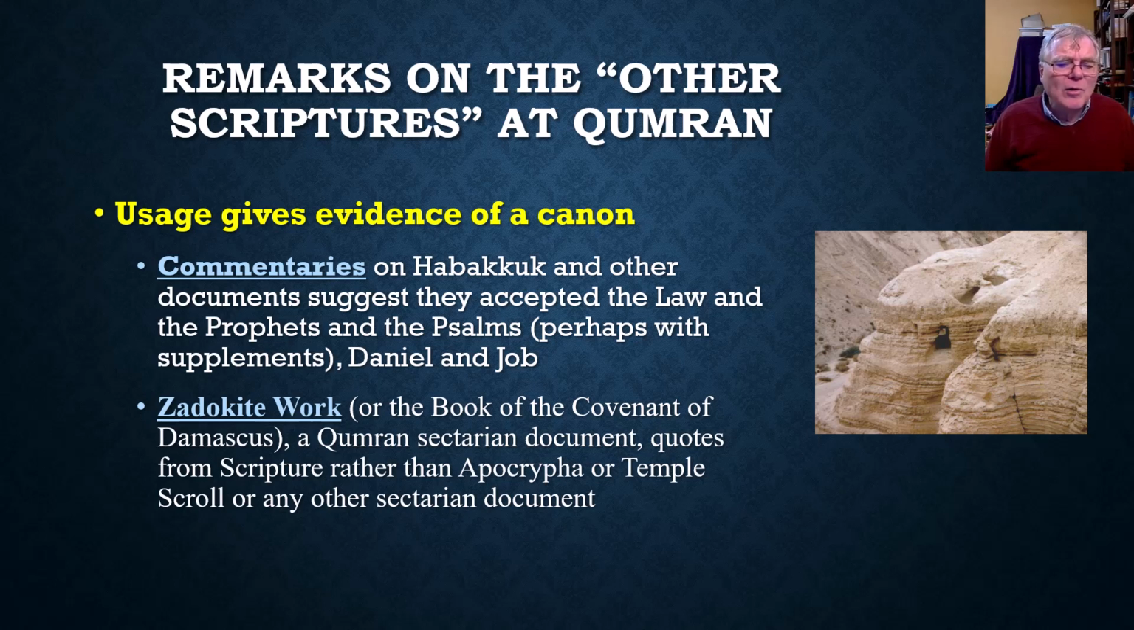And also, one of the works, the Zadokite work, or the Book of the Covenant of Damascus, is a Qumran sectarian document. When it quotes from Scripture, it quotes from the Hebrew Bible, but never from the Apocrypha or the Temple Scroll or any other sectarian document. So that, at least on the surface, may suggest that even though they had other books that they considered important, they don't seem to treat them on the same level as Scripture.